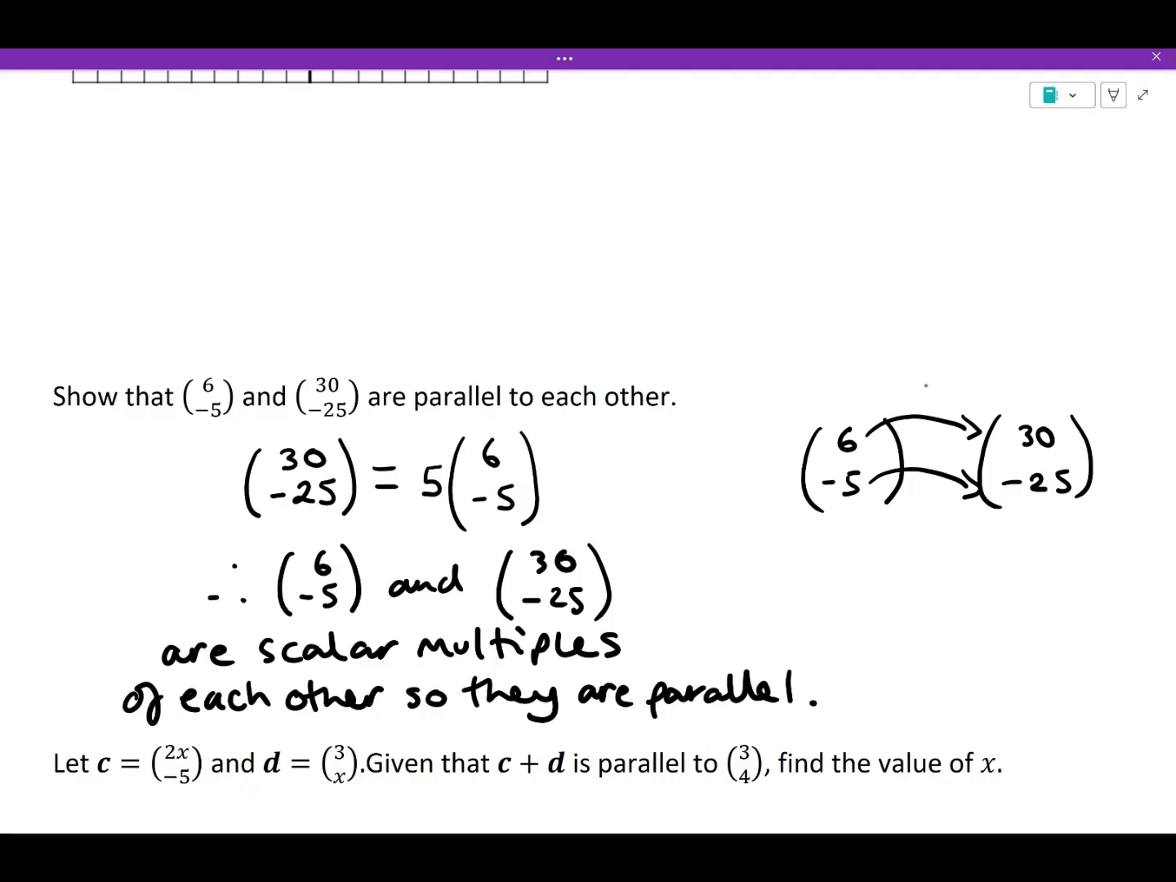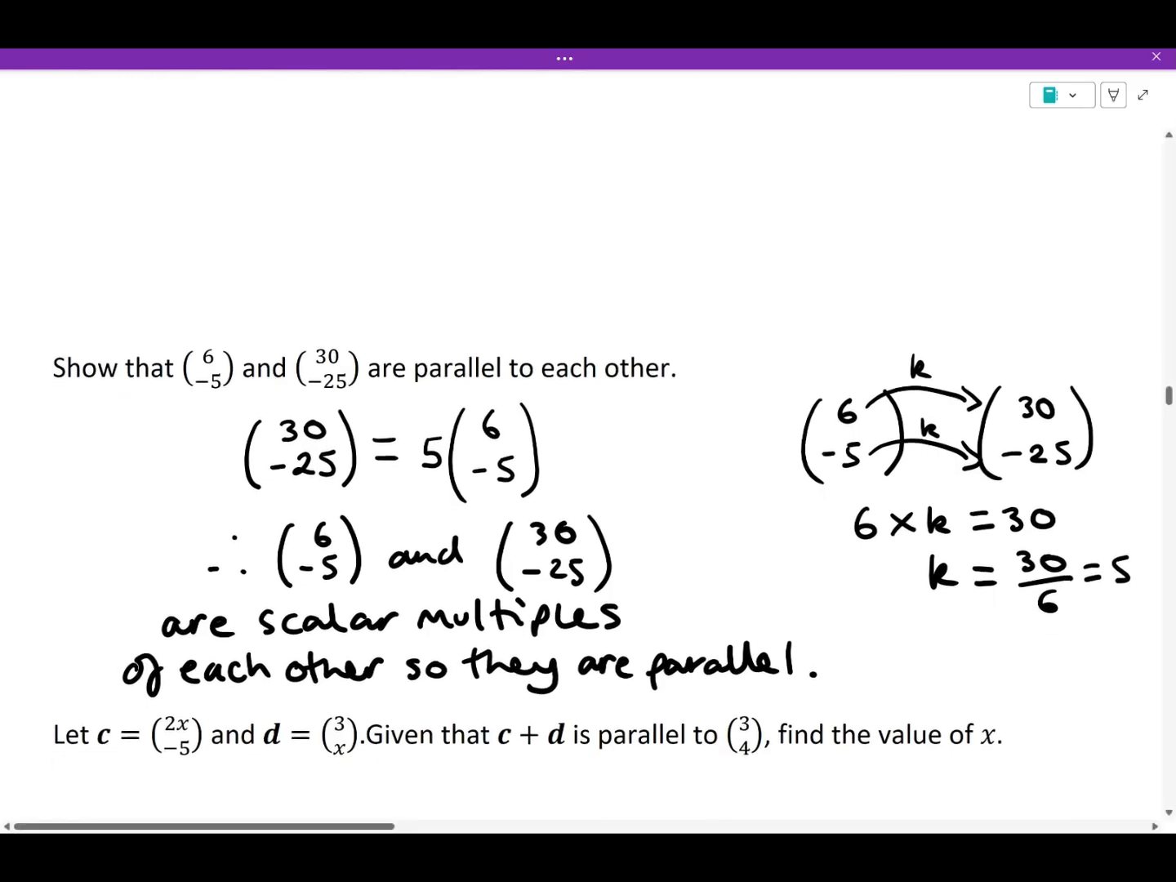Okay, let's say you were unsure what number you had to multiply by, so let's just call it k. In our first instance, for our horizontal component, I'd be doing 6 multiplied by k is equal to 30. So if I wanted to find out what k was, I'd have to do k is equal to 30 divided by 6, which gives me 5, which is the expected answer.